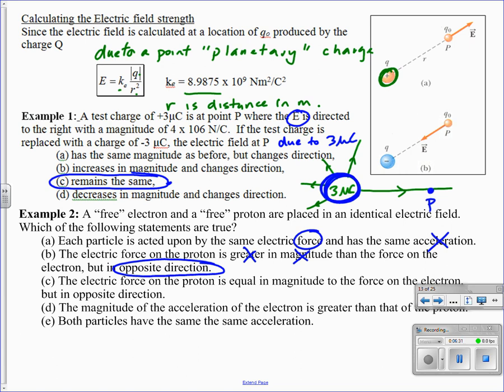The electric force on the proton is equal in magnitude to the force on the electron, but in opposite directions. Yes, this is true. The magnitude of the acceleration of the electron is greater than that of the proton. This is also true. Both particles have the same acceleration. No. The particles have different masses and therefore will experience different accelerations.